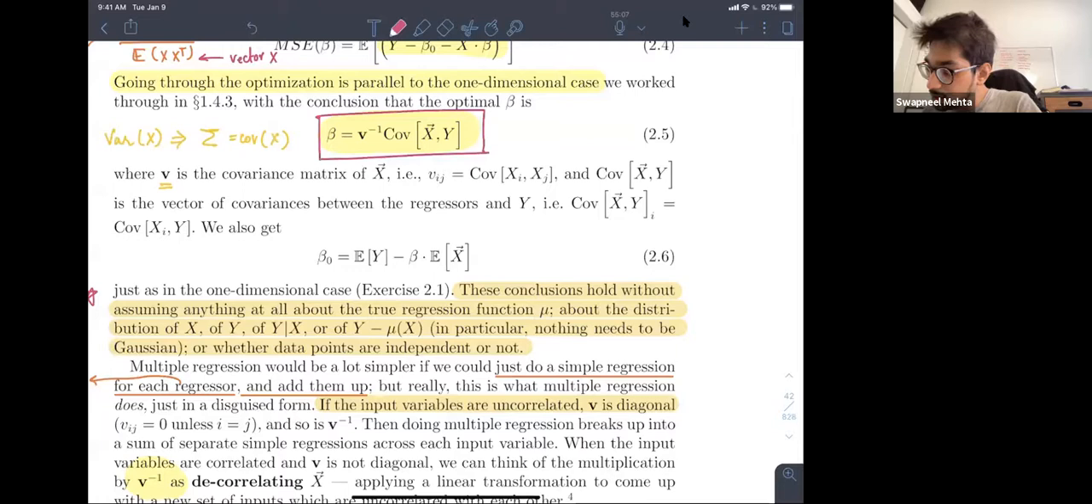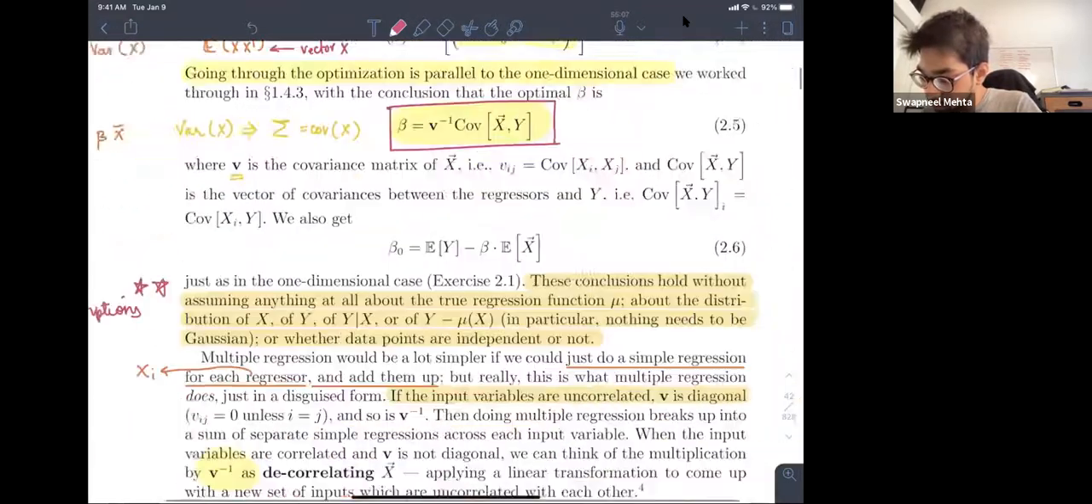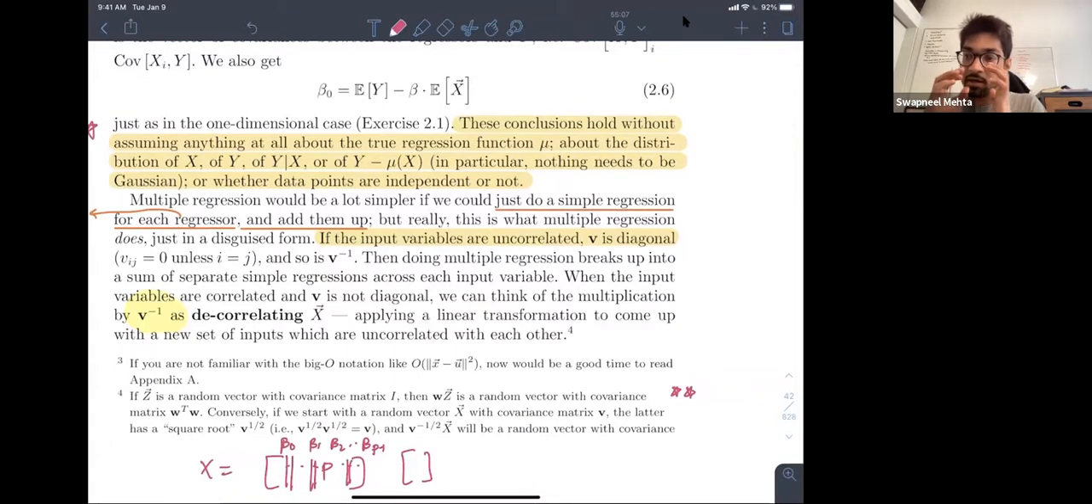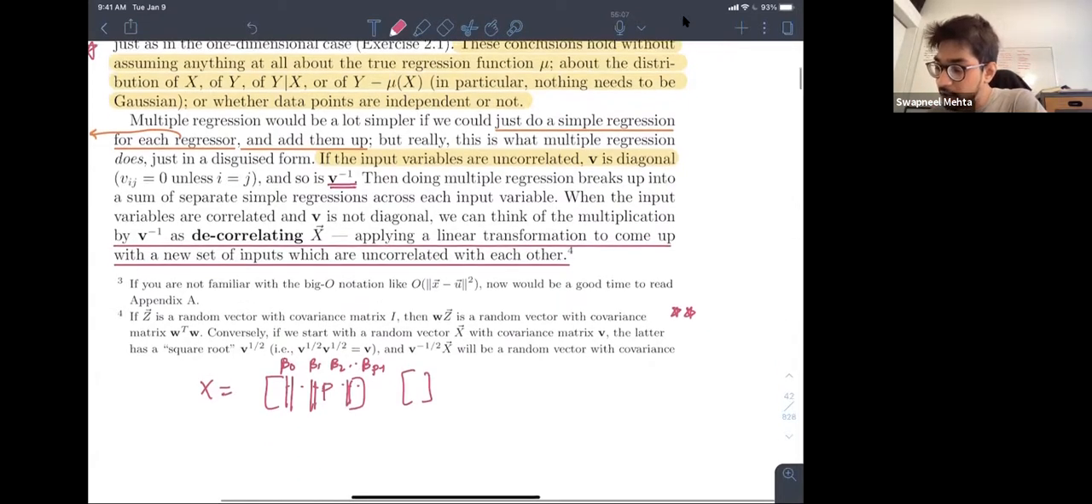What it's doing is essentially, if you decompose this, what is a matrix? A matrix is essentially a transformation. If you multiply something by a matrix, you're transforming your original data into a projection and translation operation defined by this particular matrix. So a matrix is an operator. And this V inverse is a matrix, so it is also an operator. You can think of this multiplication by V inverse as decorrelating your X, applying a linear transformation to come up with a new set of inputs which are uncorrelated with each other. That is one interpretation of this.